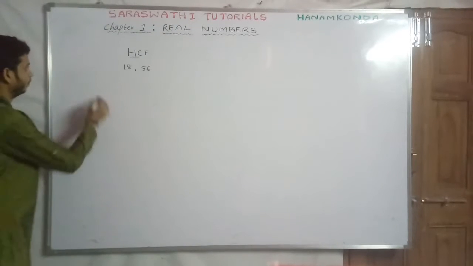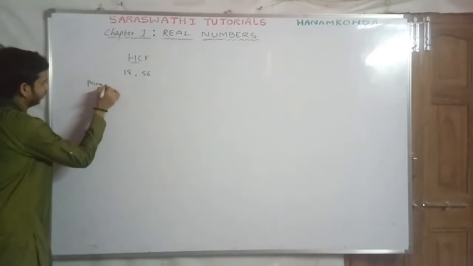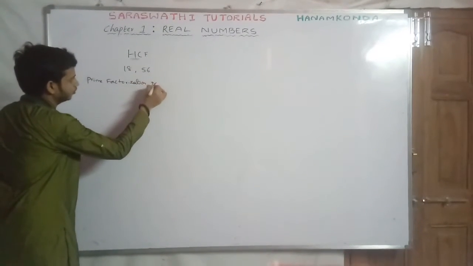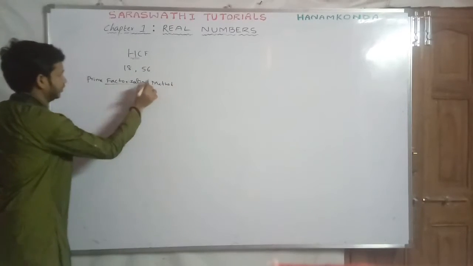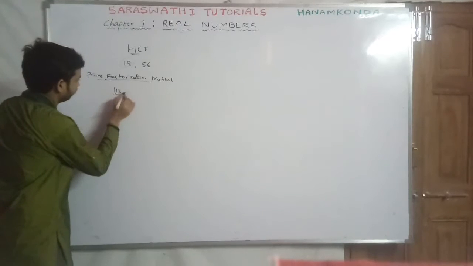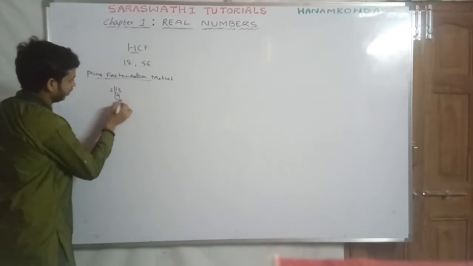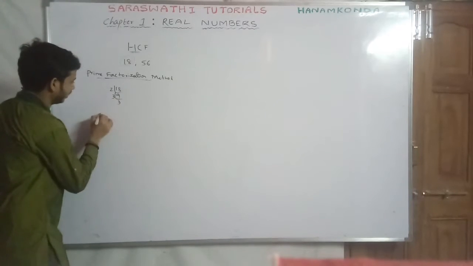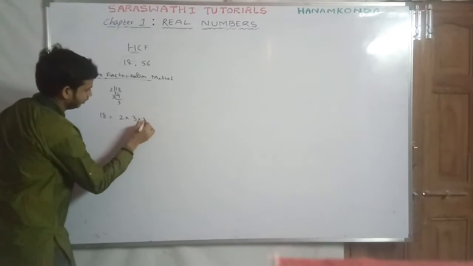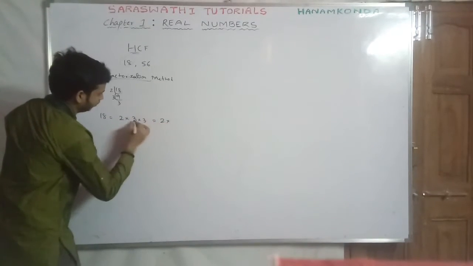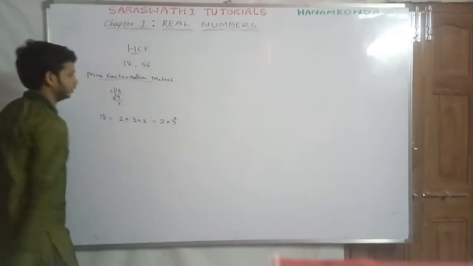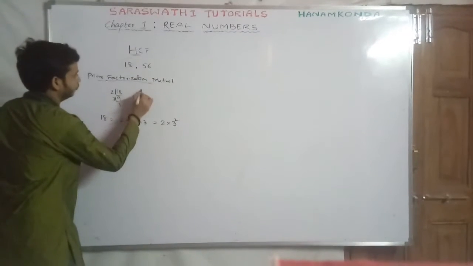First let us find the HCF by the prime factorization method. First we factor 18. 18 may be factorized as 2 times 9 is 18, and again 3 times 3 is 9. So we can write 18 equal to 2 into 3 into 3. Since 3 appears 2 times, that is 3 power 2, 3 square.